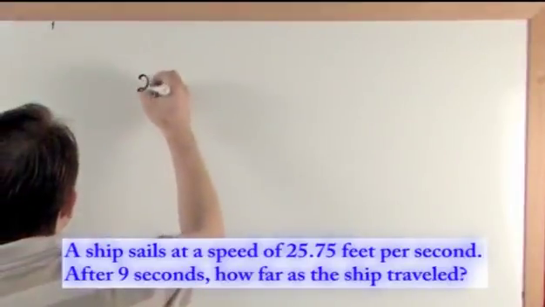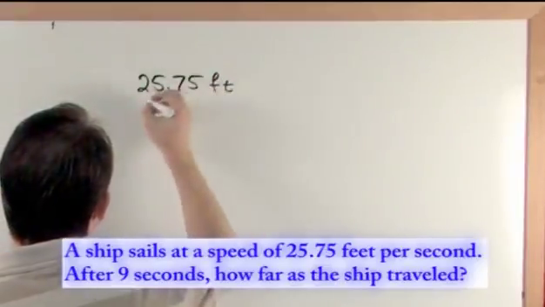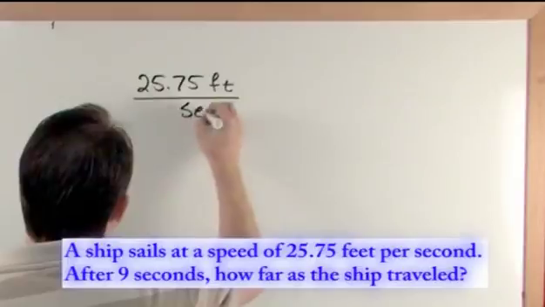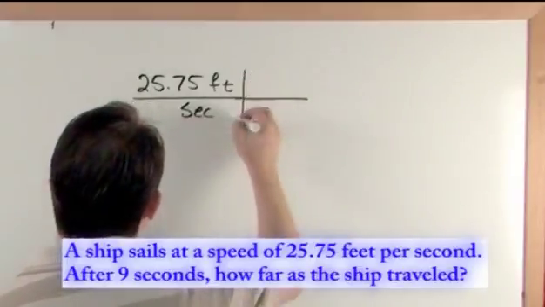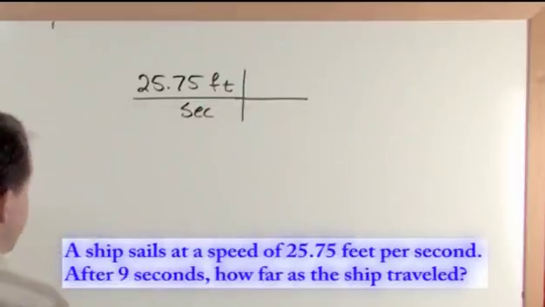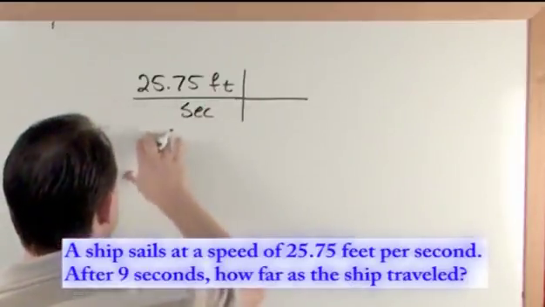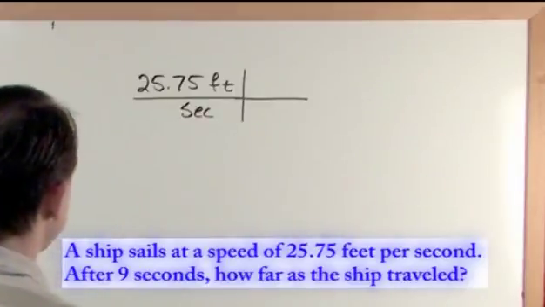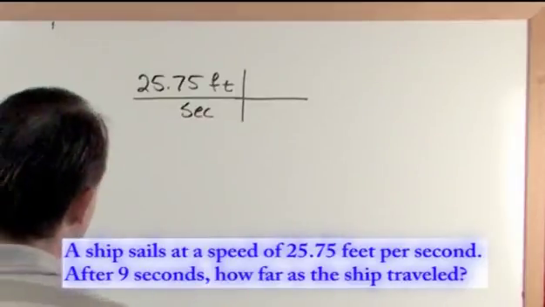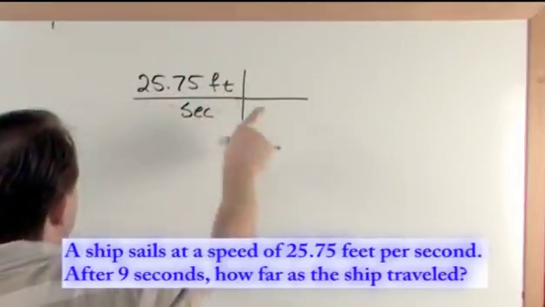So we're going 25.75 feet per second. Okay, that's what this means, feet per second. Remember, this line means per. Okay, it also means division. So if this looks foreign to you, go back and look at the sections on adding and subtracting, multiplying, dividing whole numbers. I go over this quite a bit. But this is 25.75 feet per second right here.